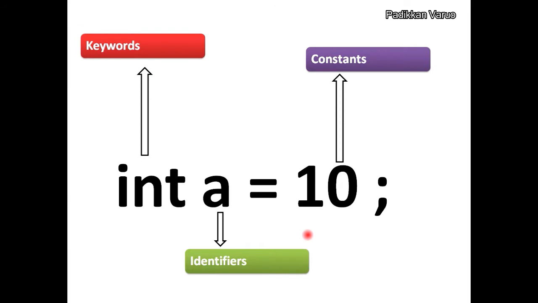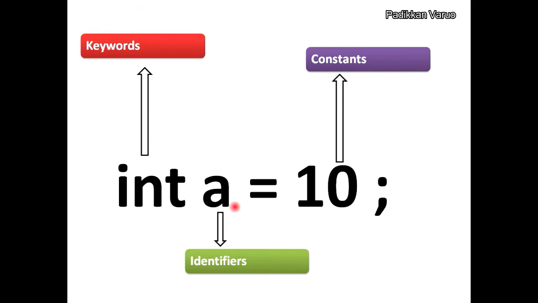So in this slide you will get an idea about the three tokens that we have discussed, that is keywords, identifiers, and constants. Actually in this statement I am declaring a user defined variable named a, and I'm moving a value 10, that is a constant 10, into the particular variable, and I'm declaring this variable with the data type integer.